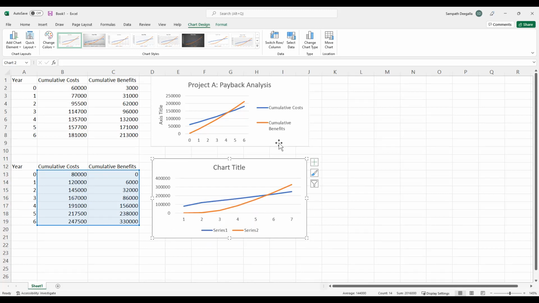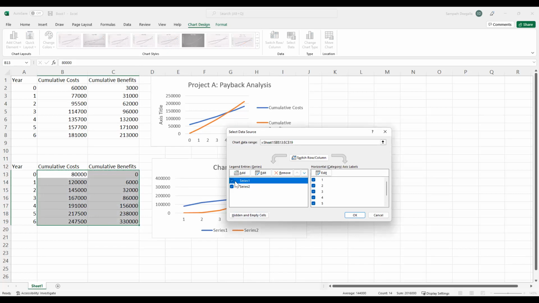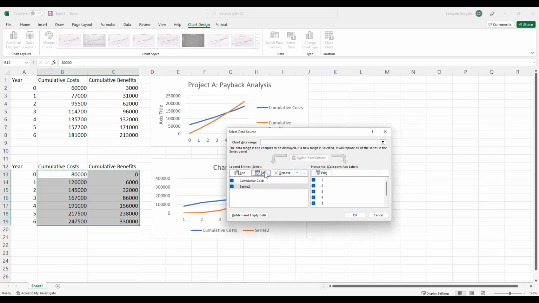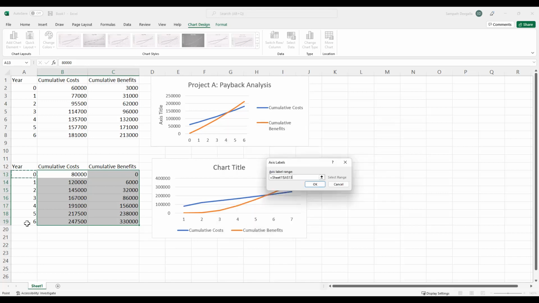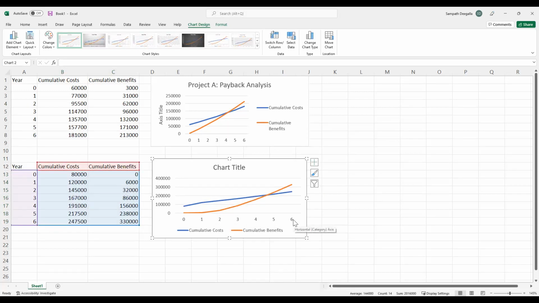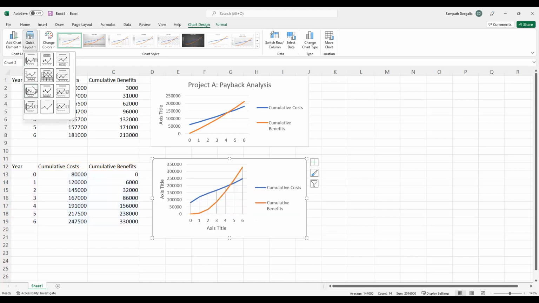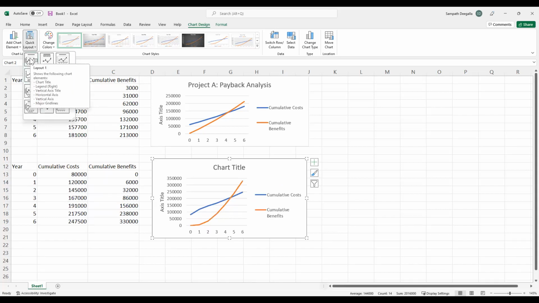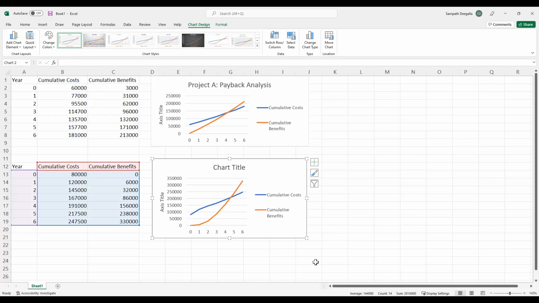And here also we can change the select data. So the series 1, edit cumulative costs, edit cumulative benefits, and this is the number of years. Okay. Right. Let me use the same format.